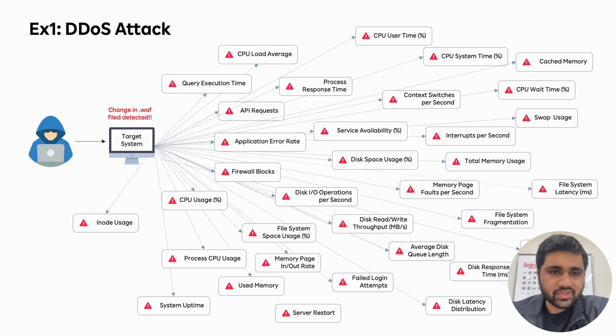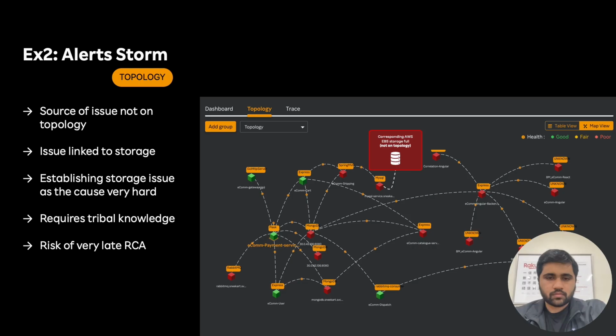Like over here, you won't necessarily be able to figure out that because a web application firewall file was changed, some configuration in it was changed, is the reason why this DDoS attack occurred and why all these metrics are shooting up, all these alerts are shooting up. So that's one issue where there's not necessarily something you can pinpoint and say this is the reason why your alerts have started shooting up. There's another example, and we'll see that in the next slide.